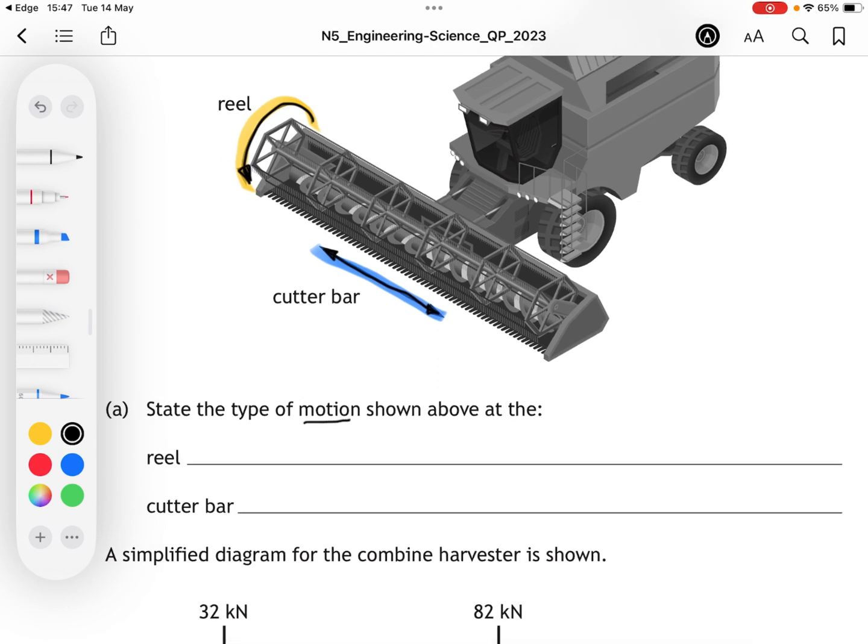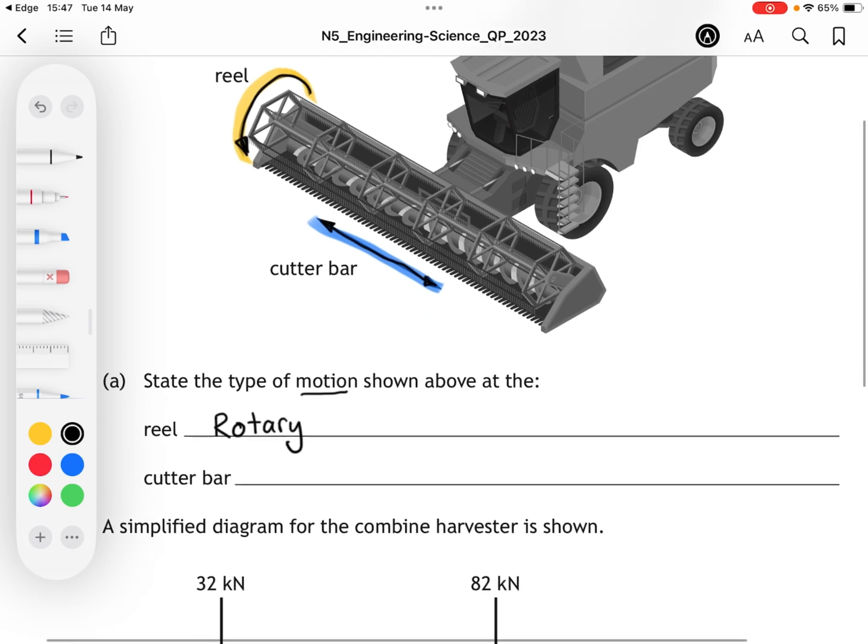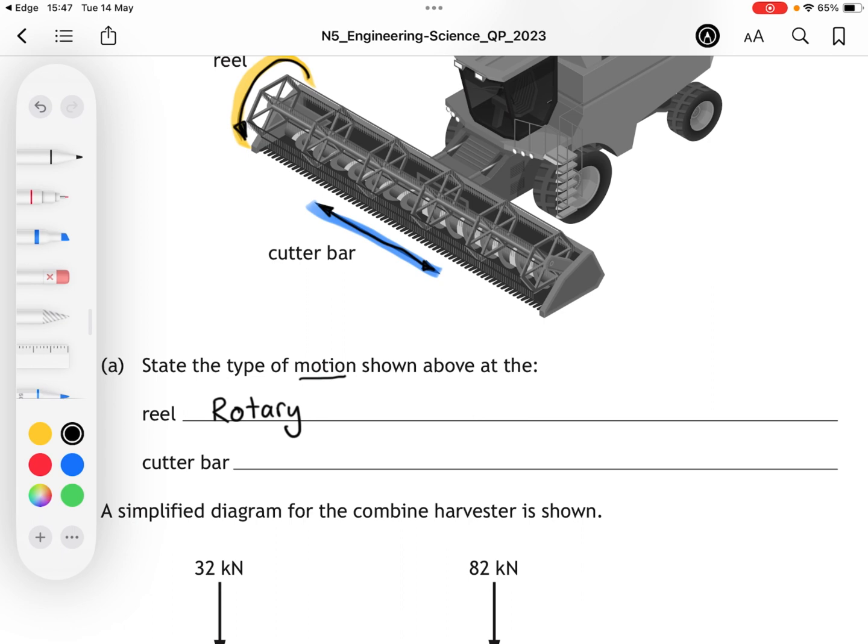So the reel is spinning round, it's only going one direction, so that means our type of motion is rotary. And the cutter bar, we're given a straight line with an arrow at both ends, so that means it's going in a straight line motion but both ways. So rather than being linear, that's going to be reciprocating.